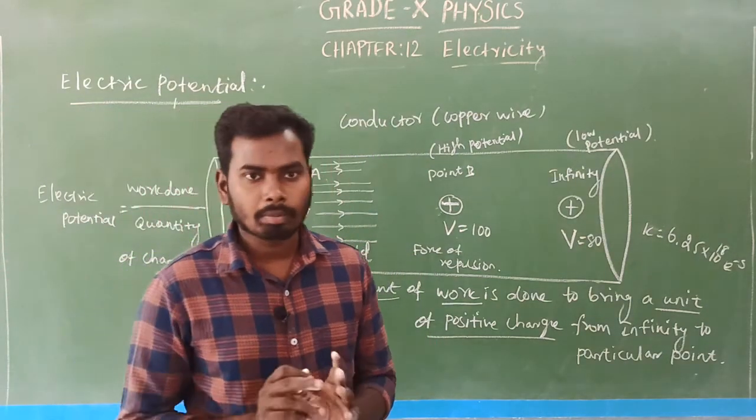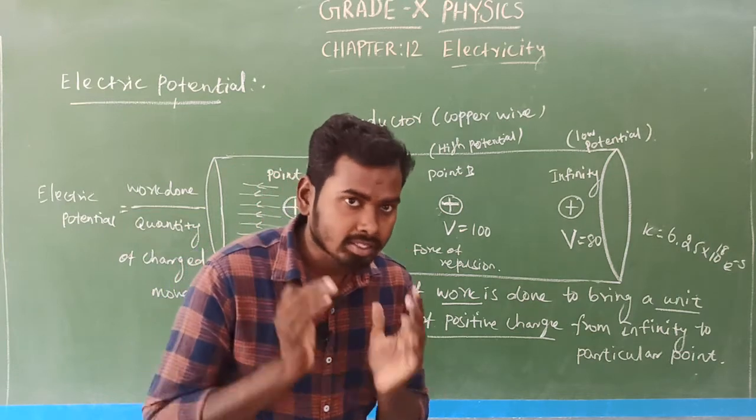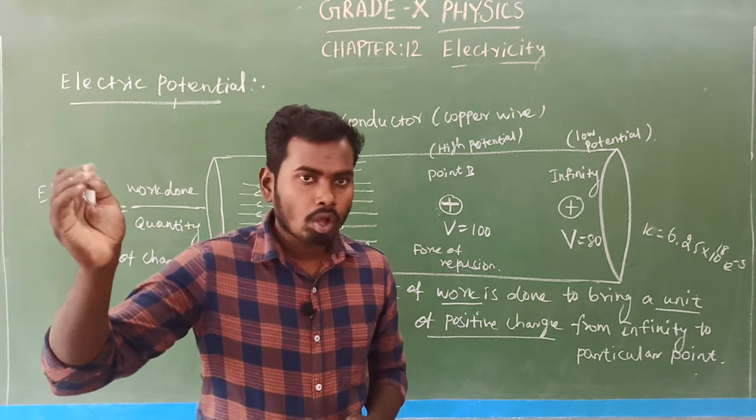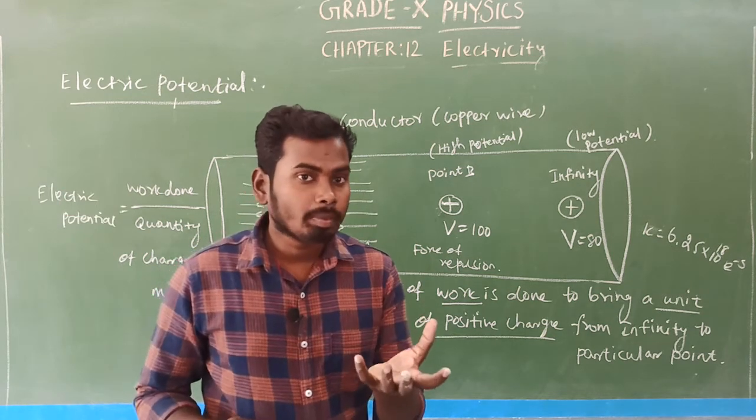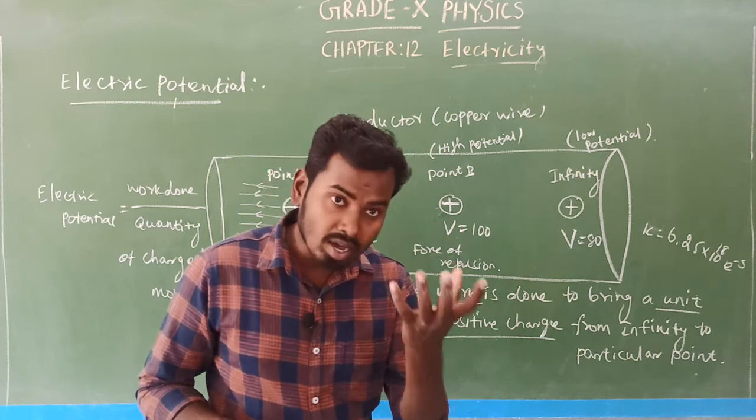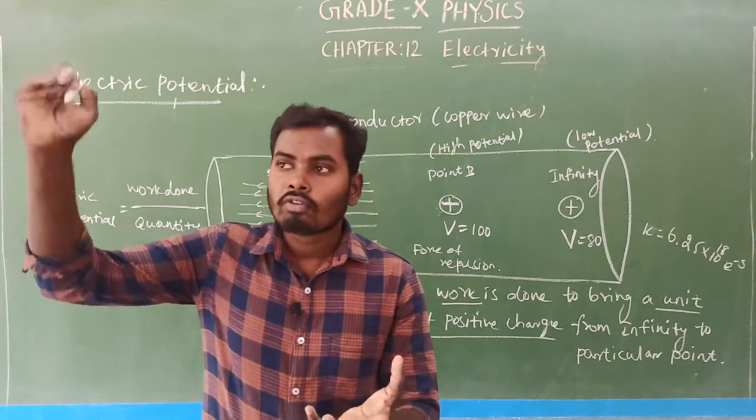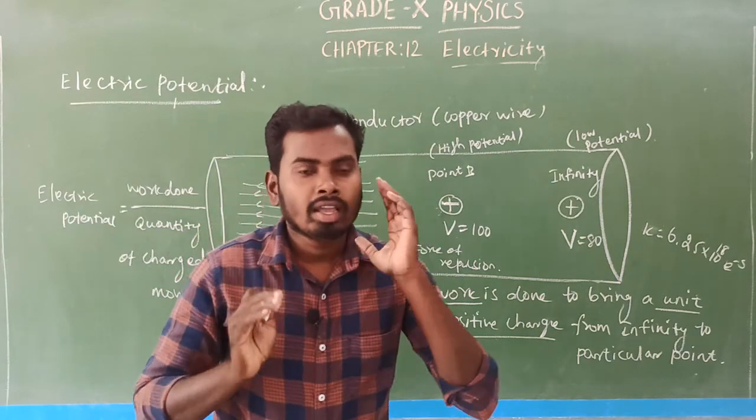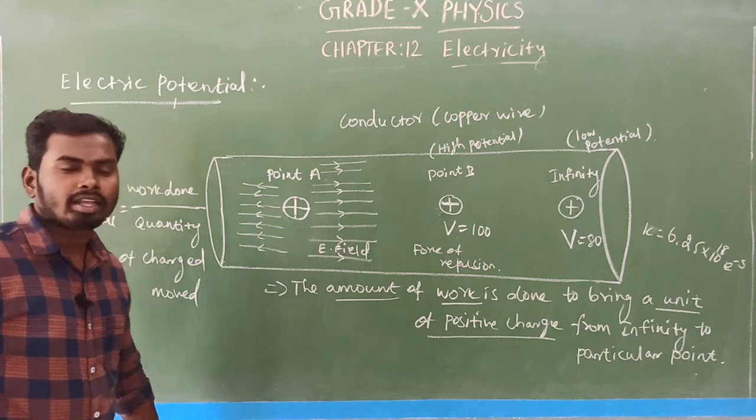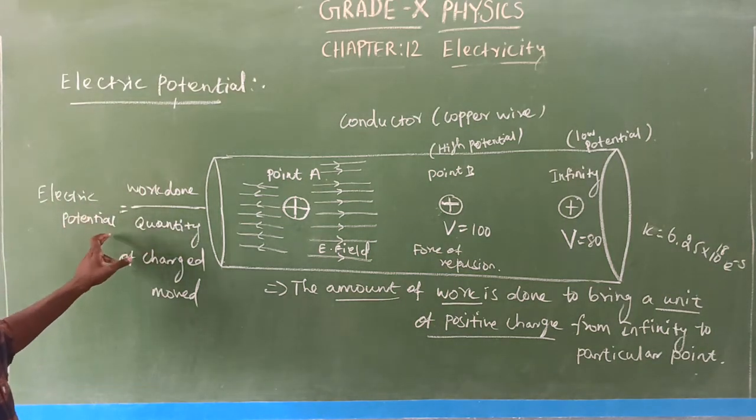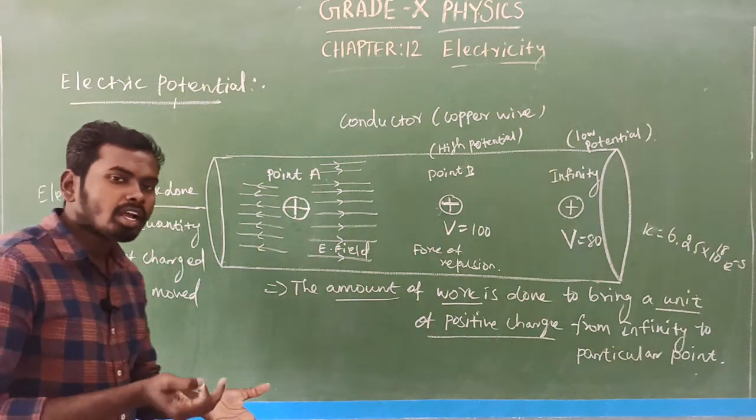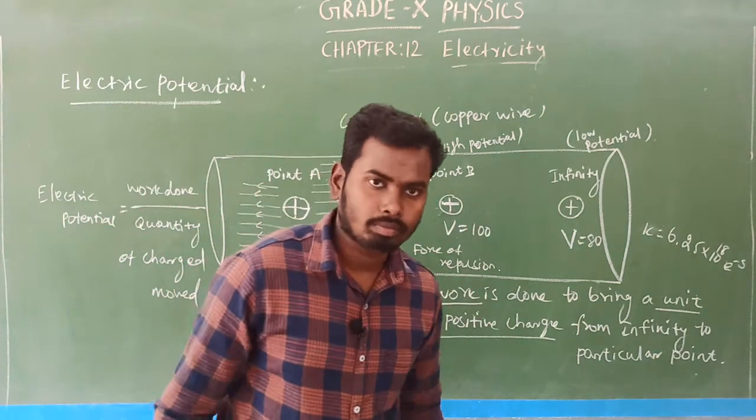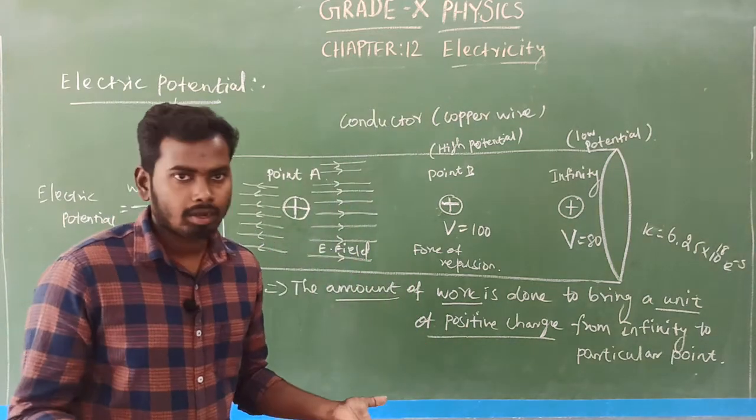Electric potential means nothing but the amount of work done. Note this point. The amount of work done to bring a unit of positive charge, which means 1 coulomb of positive charge or negative charge, from infinity to any particular point is called electric potential. So mathematically, electric potential is equal to work done divided by the quantity of charge moved, which means the amount of charge moved. That's all. Very easy one.